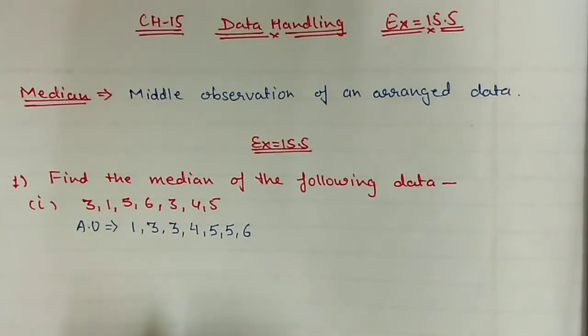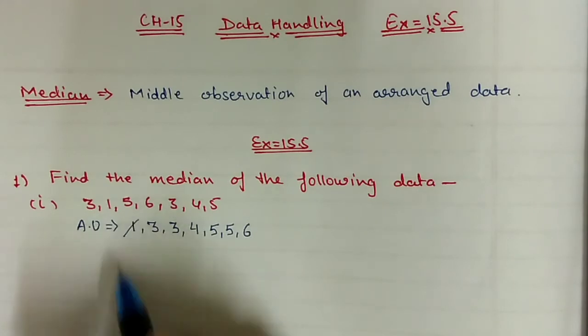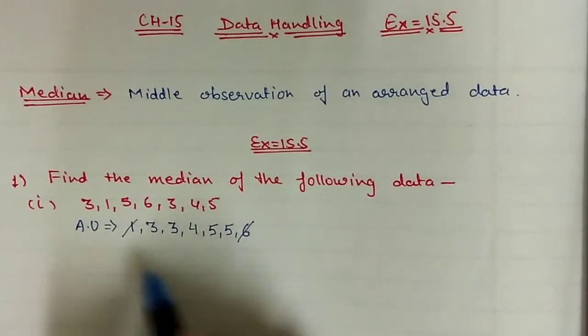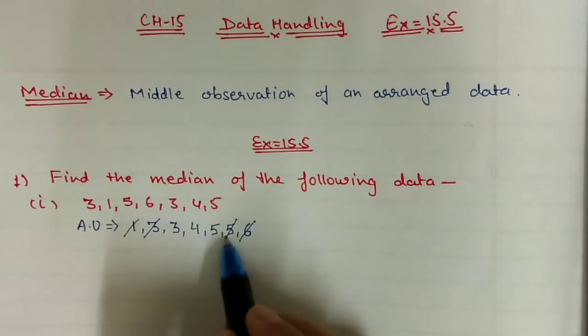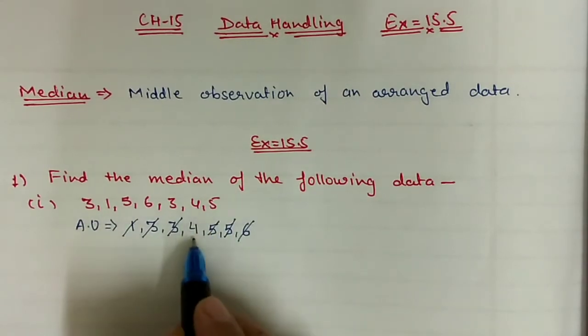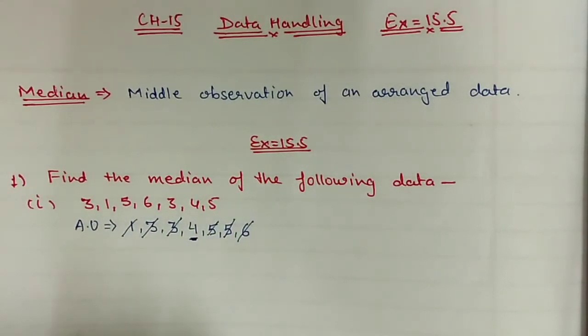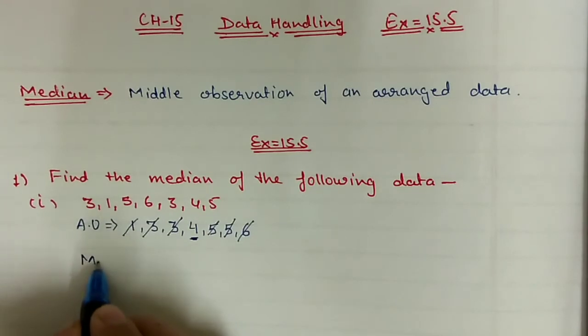After arranging this data, we will find out the middle number. So to find out the middle number, scratch one number from starting, one number from last. Then second number, third number, and you can see in between 4 is left over. So median is here 4.